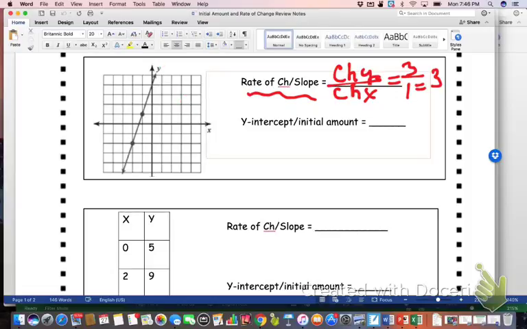The y-intercept slash initial amount is right where the graph hits the y-axis. So keep in mind, this is the graph. I'm going to stop right there, because that is where the graph hits the y-axis. So let me figure out exactly where that is. If I'm counting up from 0, that's 1, 2, 3, and 4. That is a positive 4. That is right there where it hits the y-axis. So the y-intercept slash initial amount, remember they're the same thing, guys, is going to be positive 4.